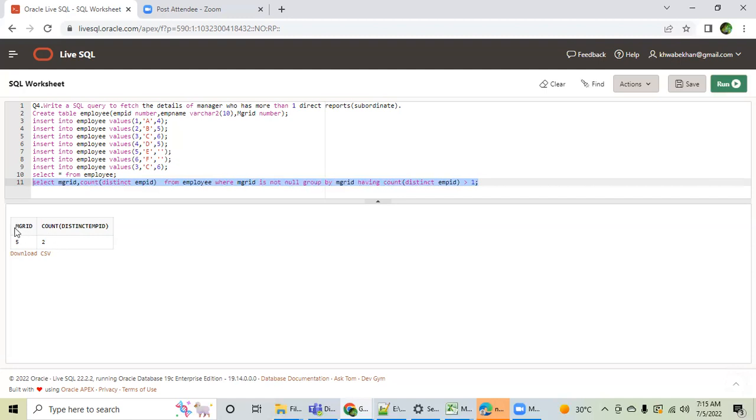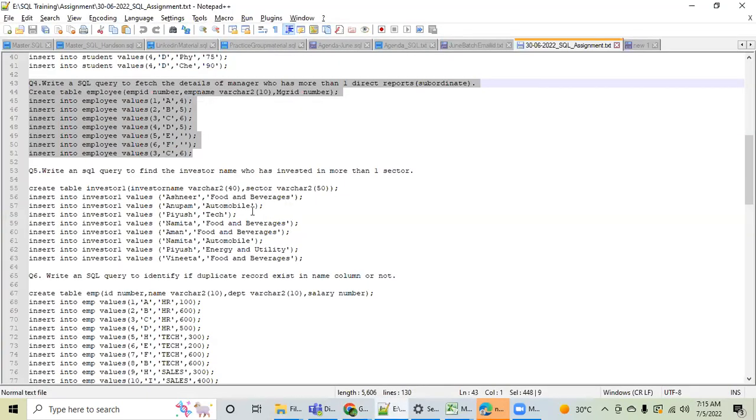Here you can ask, Tanvir, I don't want to see the count of how many employees are reporting, just show me the manager ID name. So what do I have to do in this query? You should just remove count of distinct employee ID from here, and then I will run this query. Got the output? Any question? Okay, moving to the next one.